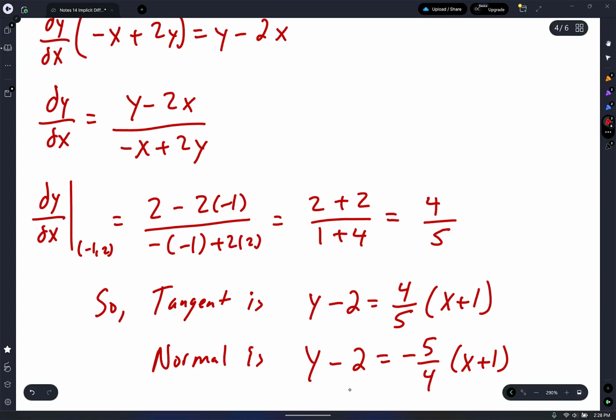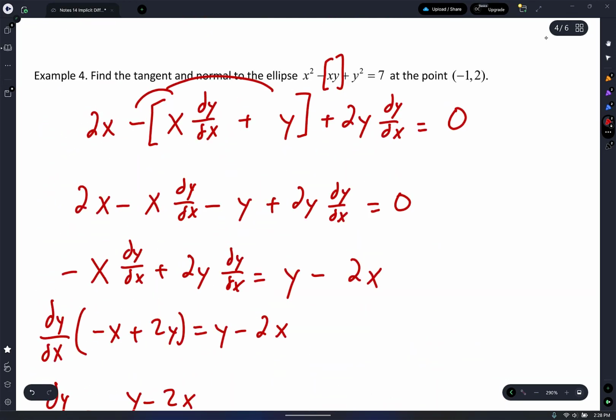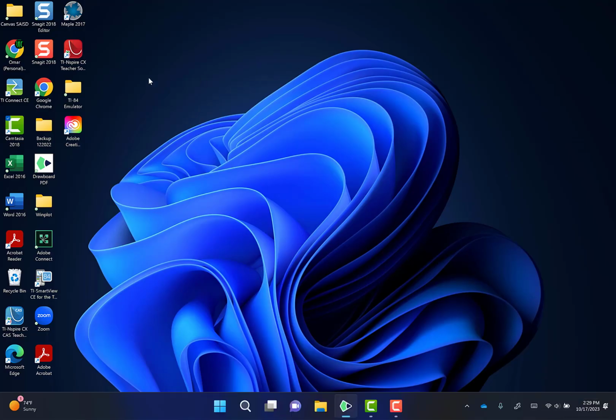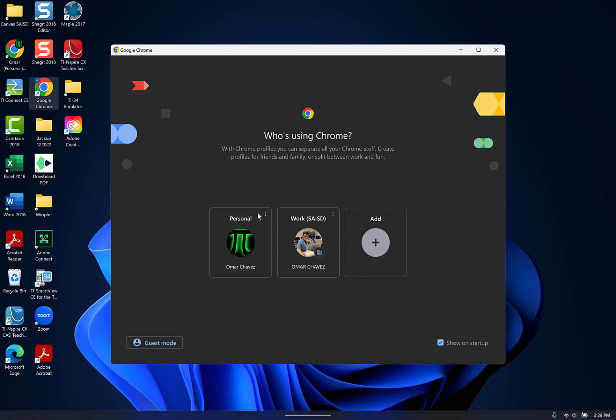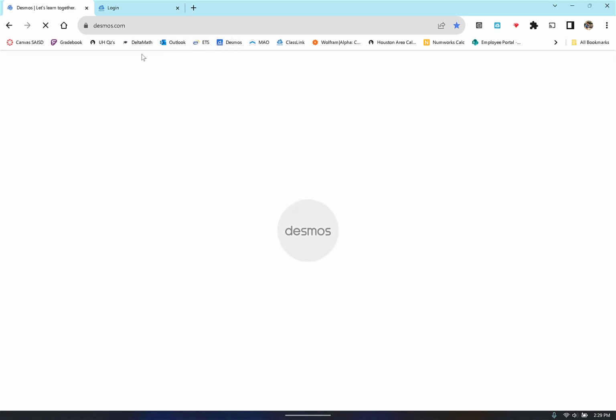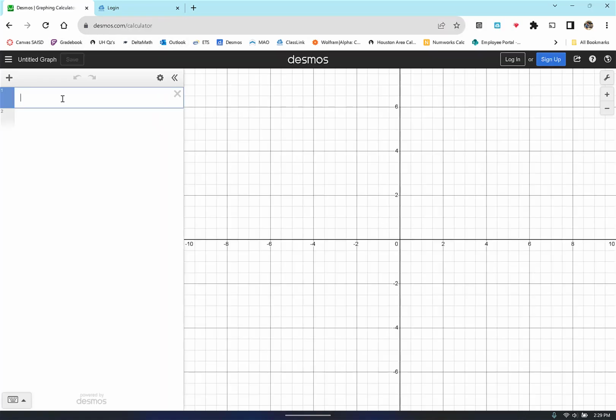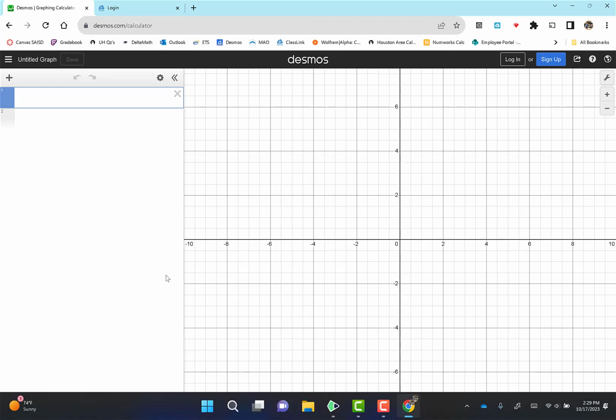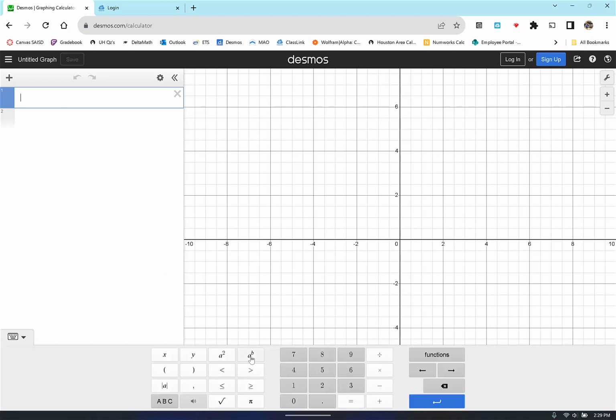How do we feel, guys? Shall we see how this looks on Desmos? All right, let me go to Desmos. Oh, it's working fast today. Can you give me the expression, guys? No, the original expression: x squared minus xy plus y squared equals 7.